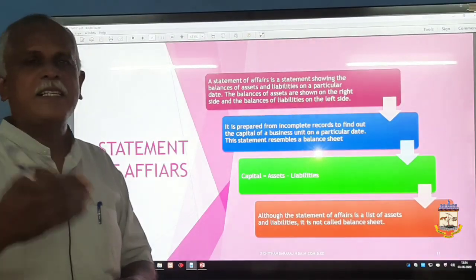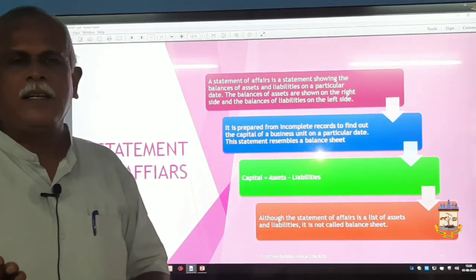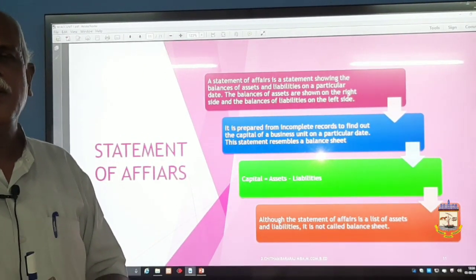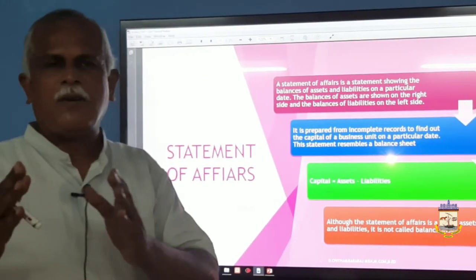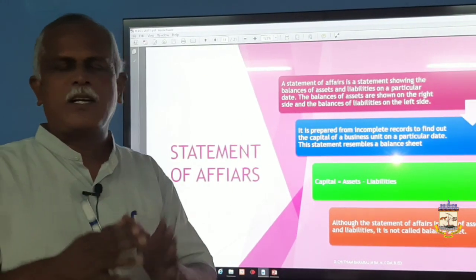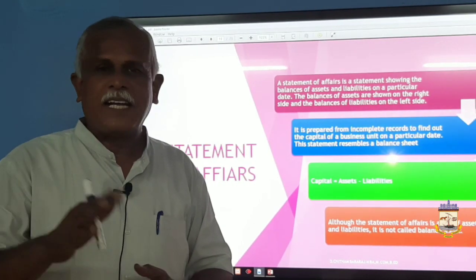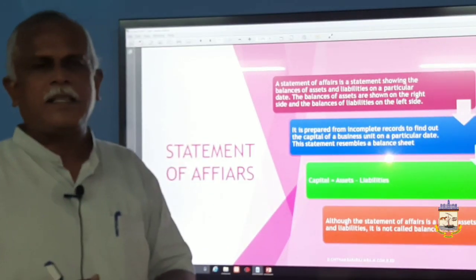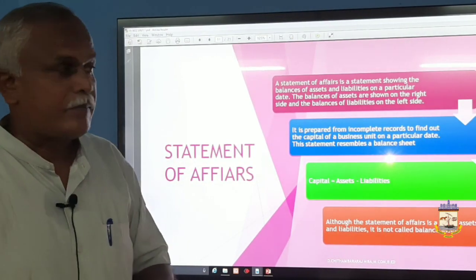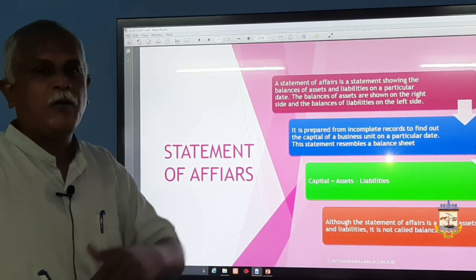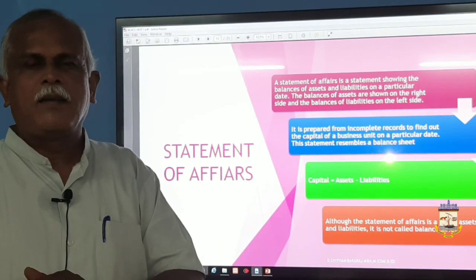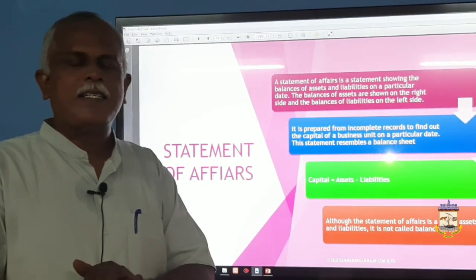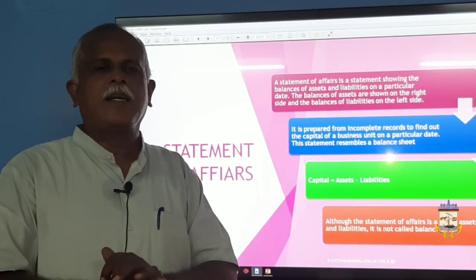Now from this itself we can find out capital. Capital is equal to assets minus liabilities. So we have assets, we have liabilities on a particular date, subtract the liabilities from assets, the remainder will be capital. So with the opening assets and liabilities we can calculate opening capital, with the closing assets and closing liabilities we can calculate closing capital.